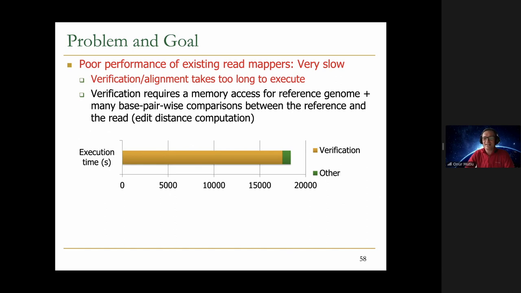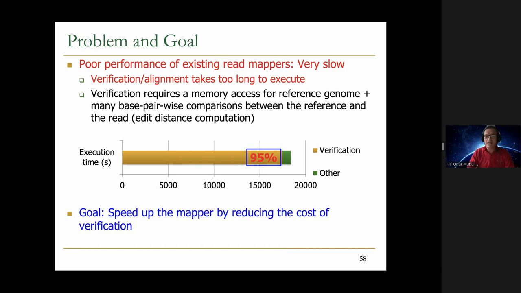Clearly, the reason this is slow is we're doing alignment on every single possible location. Alignment or edit distance computation requires a memory access to the reference genome and many base pairwise comparisons between the reference and the read. As a result, about 95% of the execution time of read mapping is spent on edit distance computation. So our goal is to speed up the mapper by reducing the cost of this verification or alignment. We're going to eliminate most of those alignments. And that's our overarching key idea.